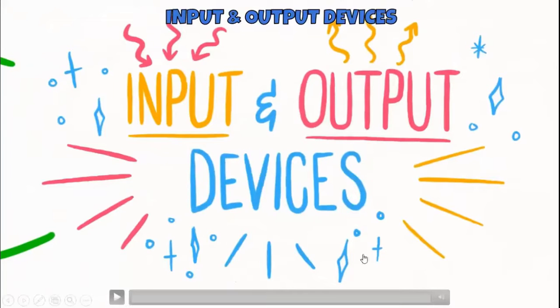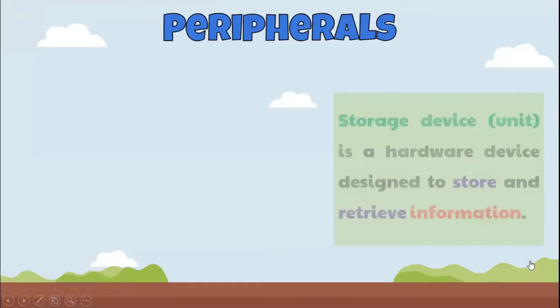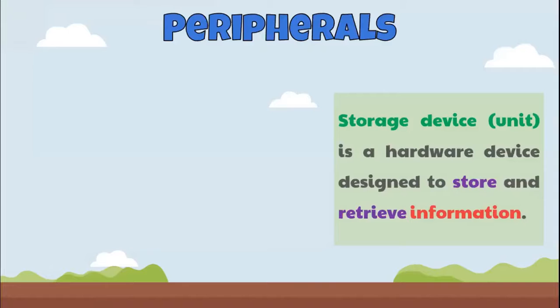Okay, very nice, very small video. That's very easy. Let's see the next one, the storage device. As you see, you can store something, let's say, documents. And it's a hardware device designed to store and retrieve information. Not only to store, you can update it, you can edit your document.